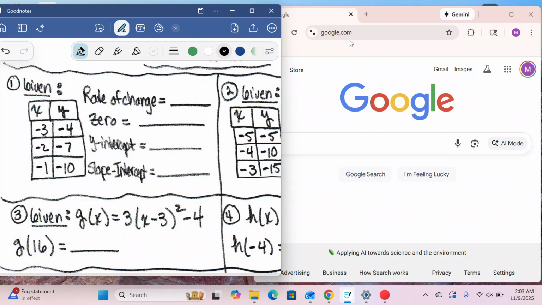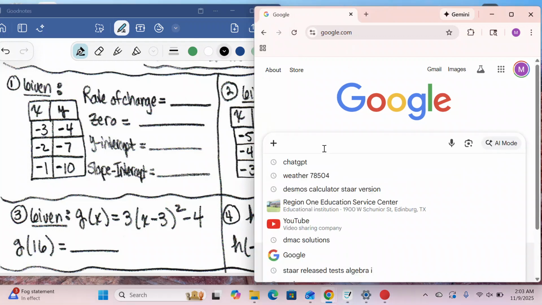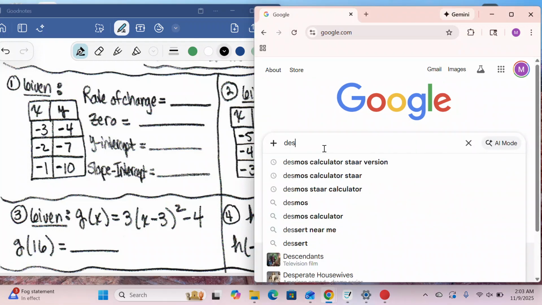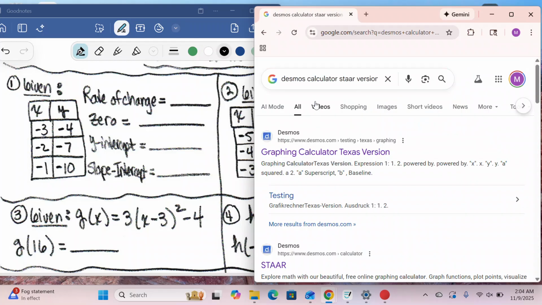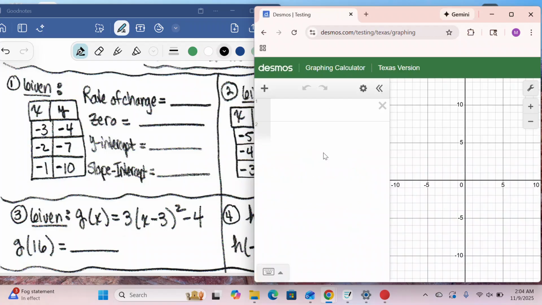So without further ado, we're going to go ahead and go to Google, and we're first going to input the Desmos calculator STAAR version. Once you input the Desmos calculator STAAR version, you're going to go ahead and click on the graphing calculator, and it will give us our Desmos.